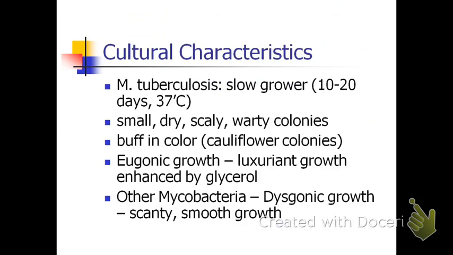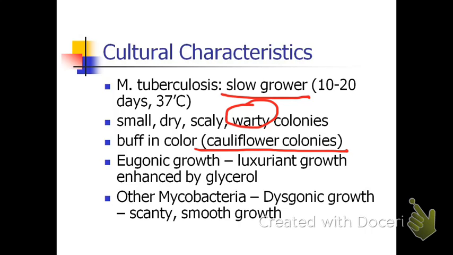So, what would be the cultural characteristics of Mycobacterium tuberculosis? As I told you a while ago, they are said to be slow growers. So, it will take you about 10 to 20 days at 37 degrees centigrade before you'll be able to see visible colonies. The colonies are expected to be small, dry, scaly, and would have a warty, or some books call it cauliflower, appearance.